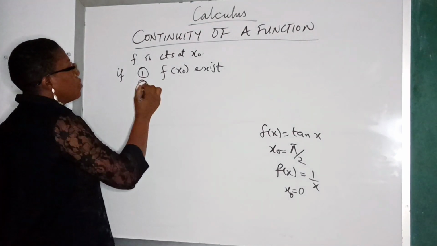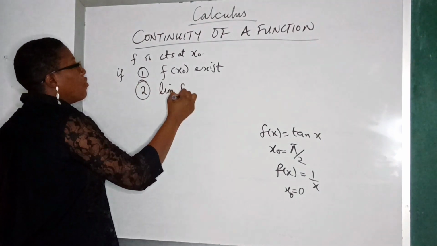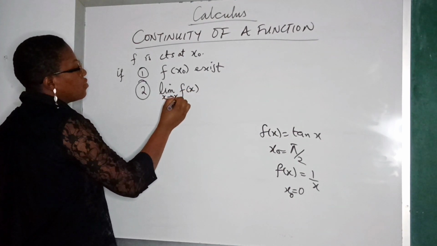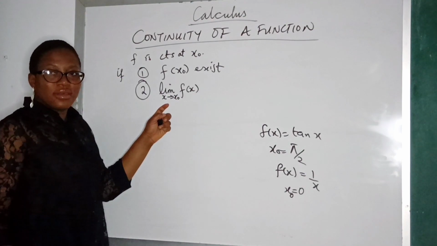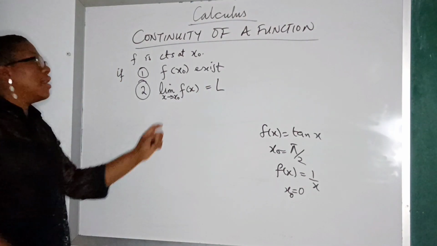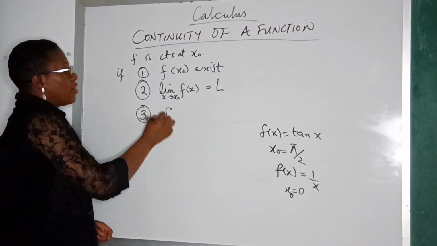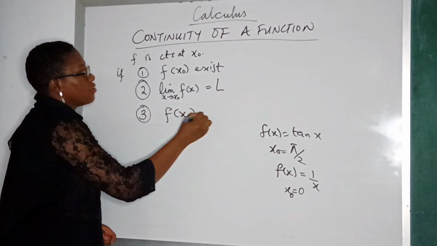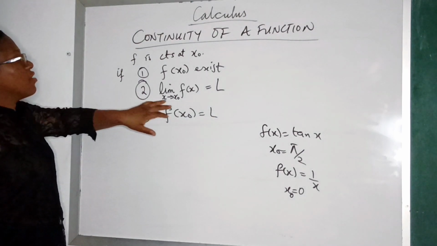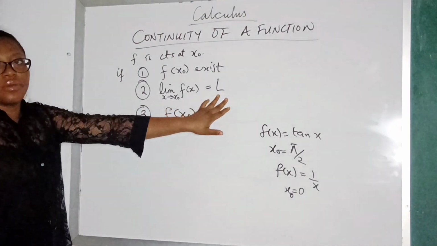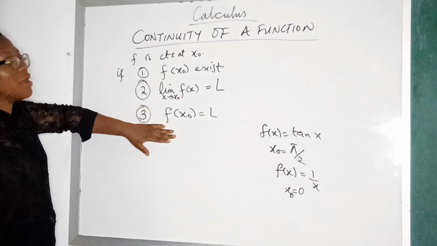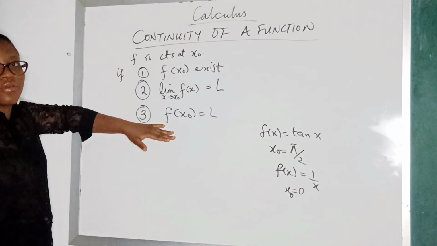Number 2, the limit of f of x as x goes to x naught will exist and is equal to maybe some L. And then finally, f of x naught is equal to L. So it's saying if I find the limit as x tends to that point, it gives me a value, and that value must be exactly the same value as when I plug the point into the function.